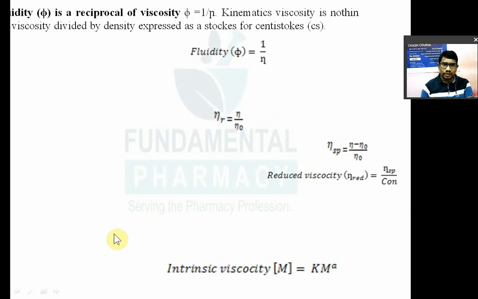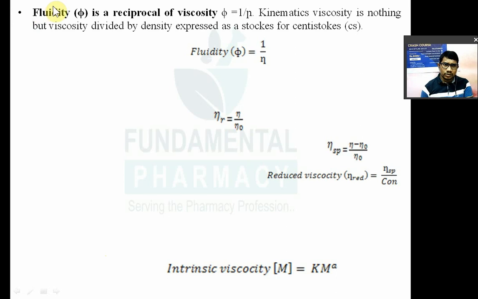Now what do you mean by fluidity? So fluidity means if you are saying this liquid is free flowing, okay, fluidity is nothing but the reciprocal of your viscosity. जितना ज़्यादा viscous liquid रहेगा उतना उसका fluidity कम रहेगा. So viscosity and fluidity, they are inversely proportional to each other. So fluidity is nothing but the reciprocal of viscosity. Viscosity is denoted by eta. Okay, eta. So 1 by eta. Kinematic viscosity is nothing but the viscosity divided by density, expressed as Stokes or centistokes.